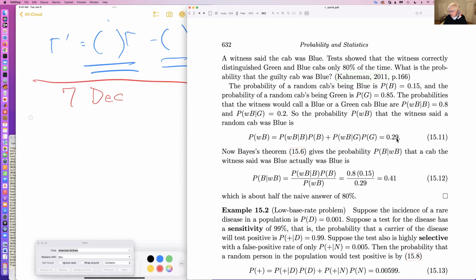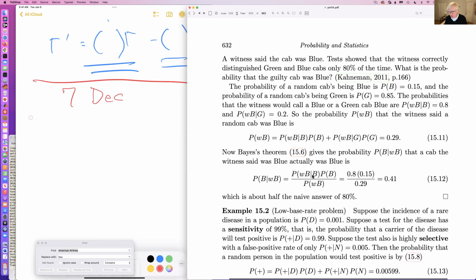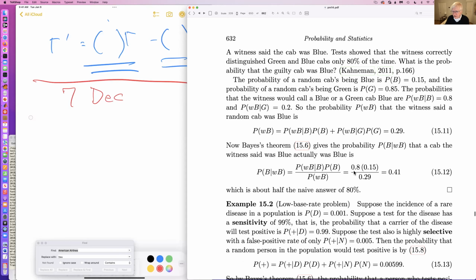Now, Bayes' theorem gives the probability that the cab the witness said was blue actually was blue as the probability the witness said it was blue given that it was blue times the probability blue, divided by the probability that the witness said it was blue. Well, we know that's 0.29. The probability the witness would call a blue cab blue is 0.8, and the probability of blue is 0.15. You multiply them together, you get 0.41. And that's half the naive answer.